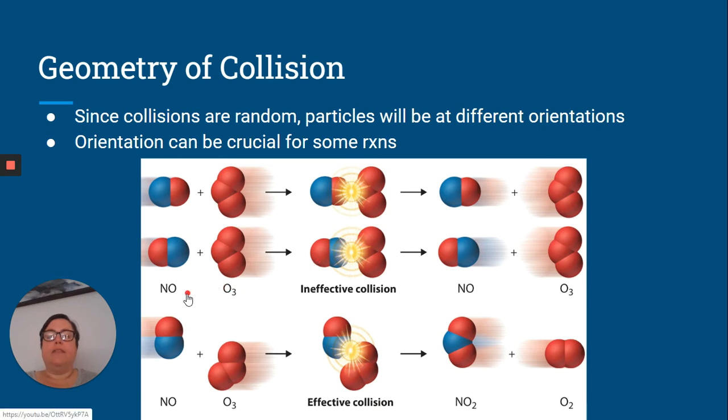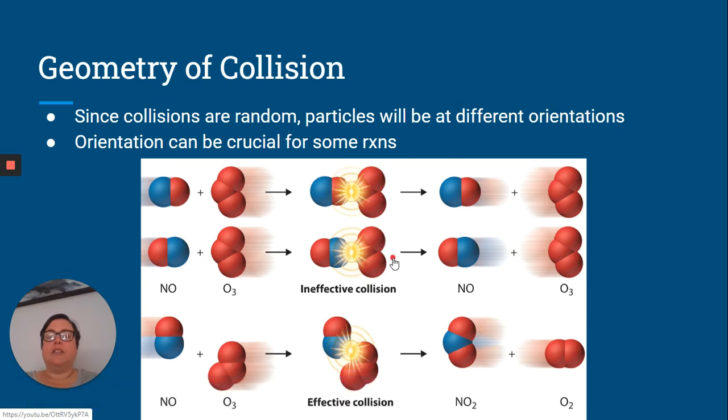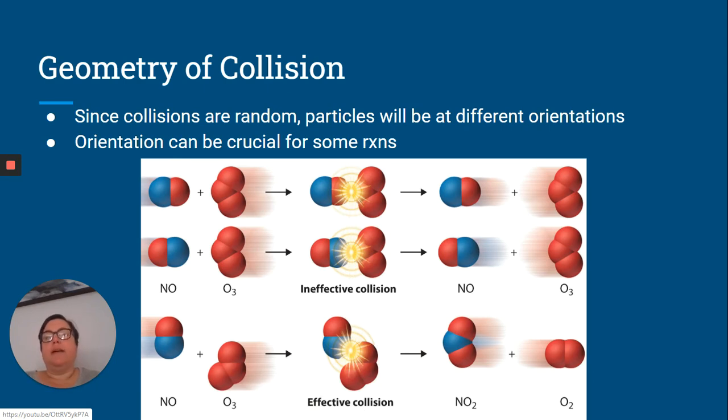So here we have nitrogen monoxide reacting with ozone to form NO2 and oxygen. And we can see that these two orientations, no reaction occurs. They have to collide with each other in this type of orientation in order for the reaction to occur. So it's important for this reaction. It might not be for others, but it is something to consider.